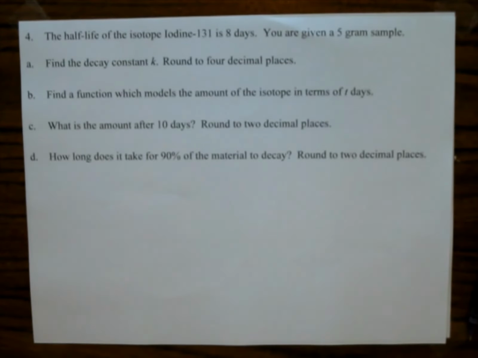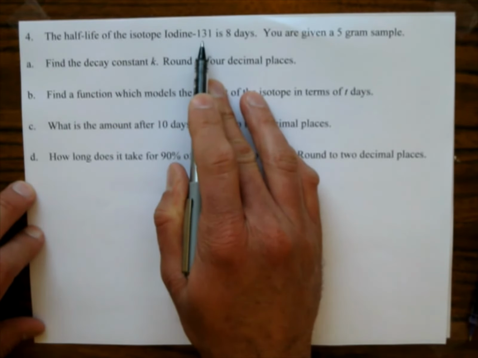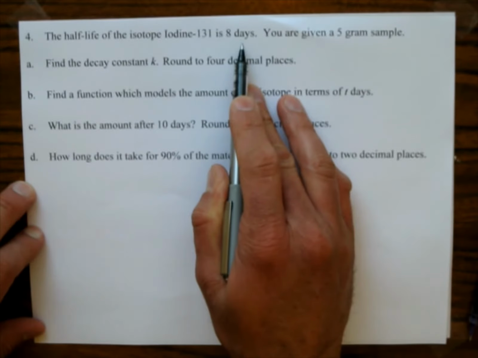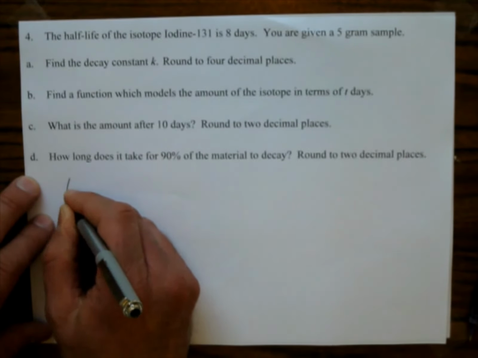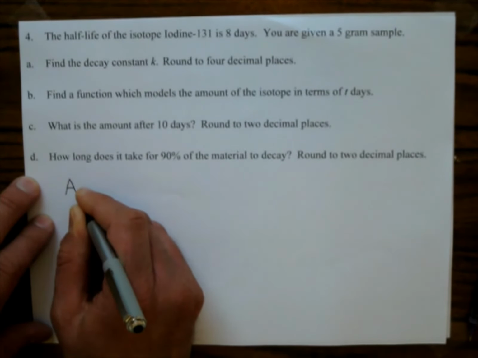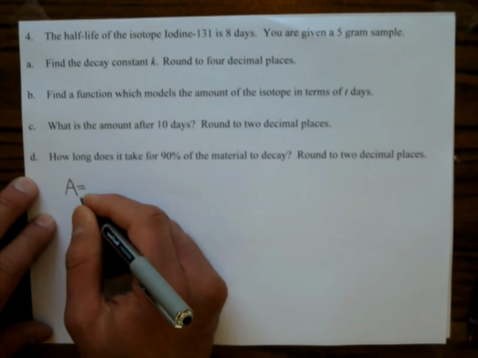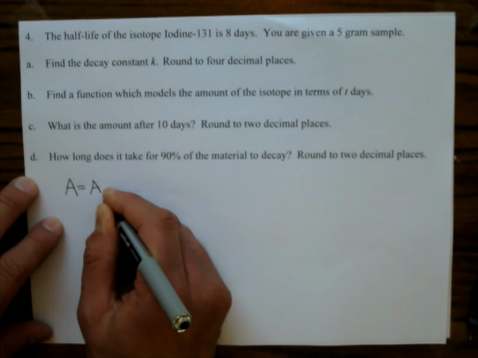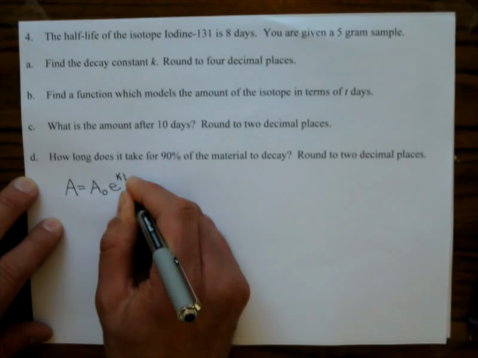Problem number 4, our last problem that we're going to do in 6.5, and this will finish chapter 6, is iodine 131. The half-life of the isotope iodine 131 is 8 days. You are given a 5-gram sample. So there is another formula that looks like the Pert formula. This is called radioactive decay. The amount of a substance equals the initial amount, that's like the principal, e to the rate times t.